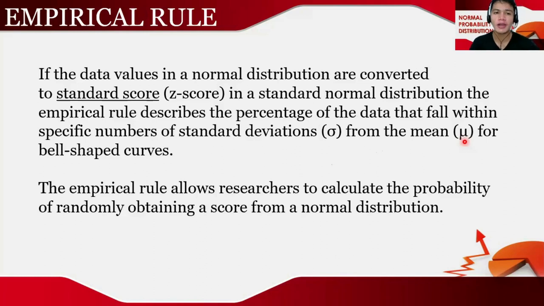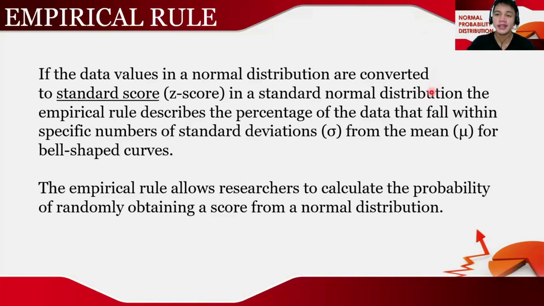Now, how about when we convert the normal distribution to standard scores? We have the so-called empirical rule. If the data values in a normal distribution are converted to standard scores or z-scores, in a standard normal distribution, the empirical rule describes the percentage of the data that fall within specific numbers of standard deviations from the mean for bell-shaped curves. The empirical rule allows researchers to calculate the probability of randomly obtaining a score from a normal distribution.